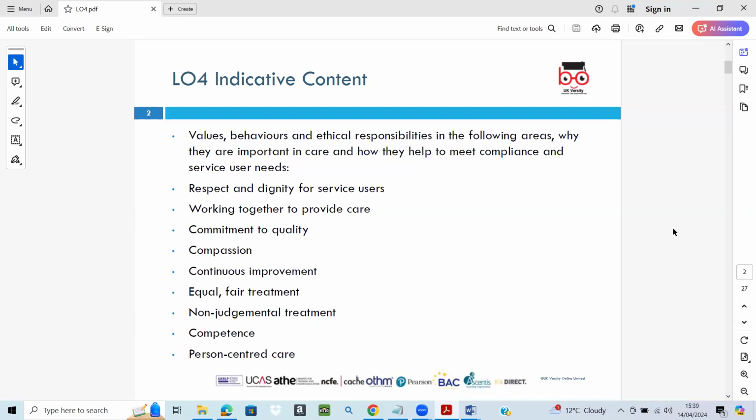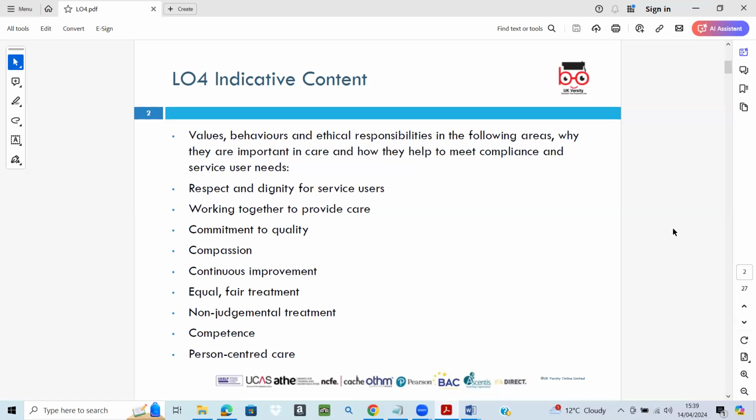And continuous improvement we have next, and continuous improvement is another key area. Continuous improvement in care practices ensures that services adapt to new challenges and innovation, ultimately benefiting service user by providing up-to-date and effective care solutions.